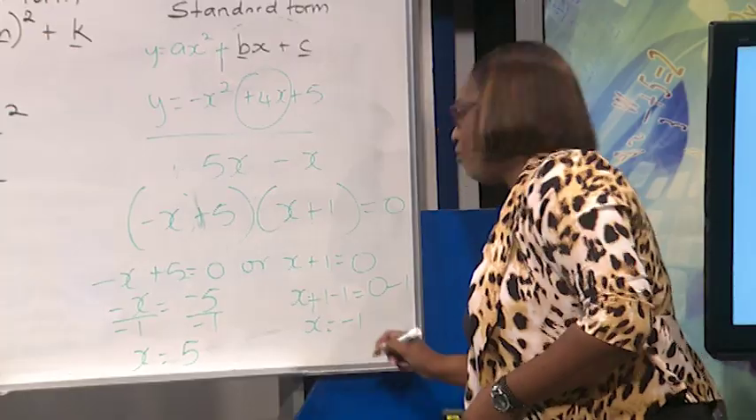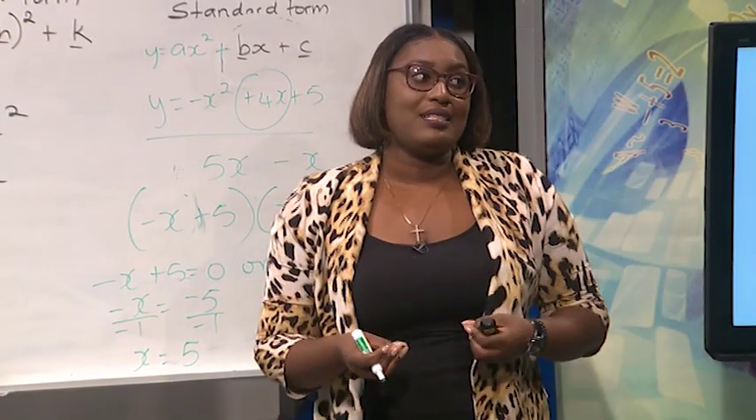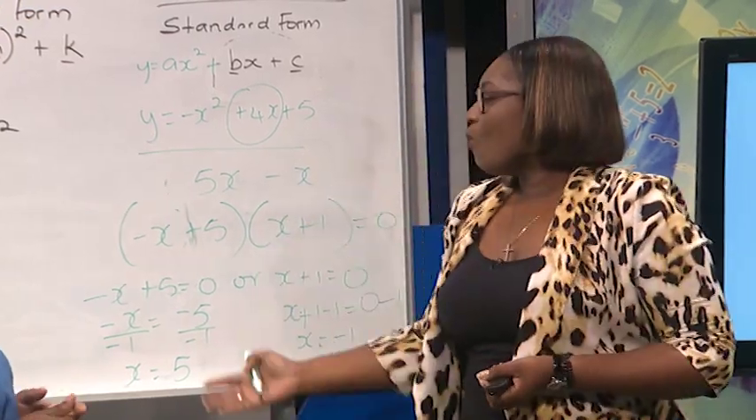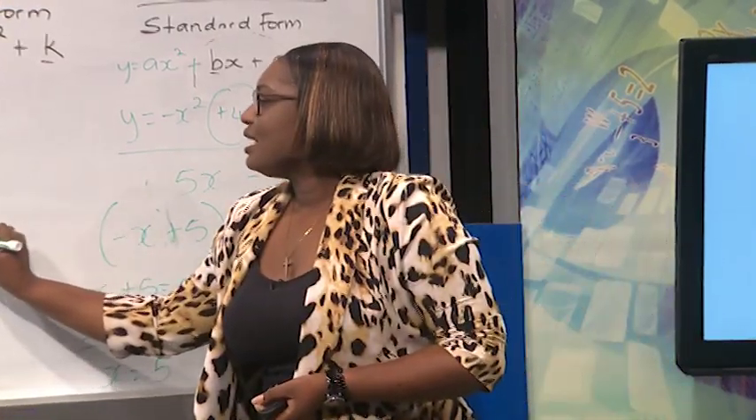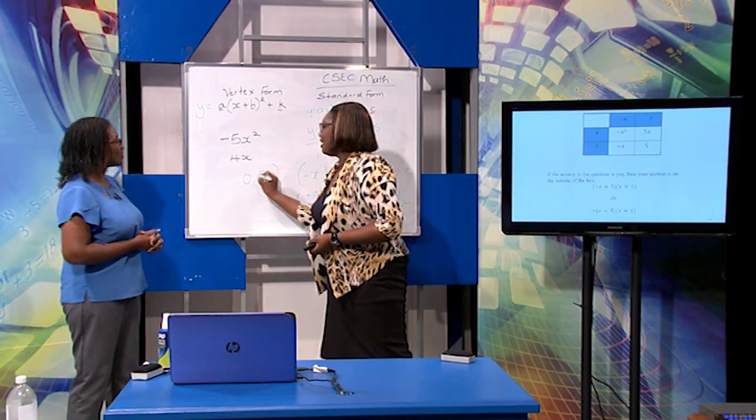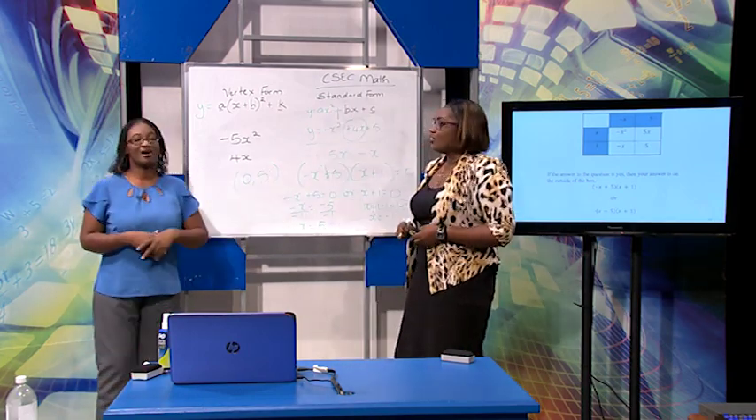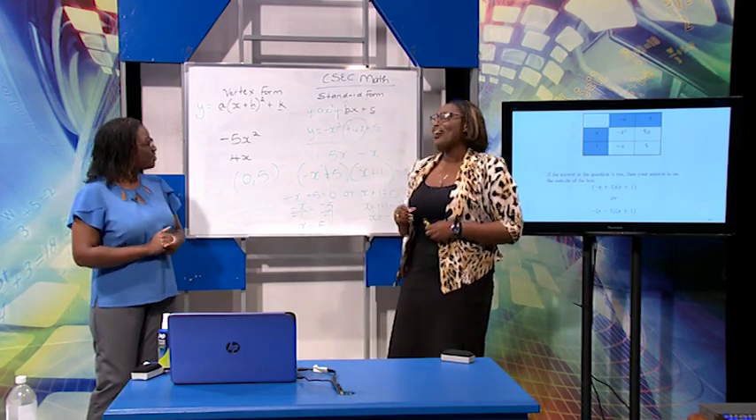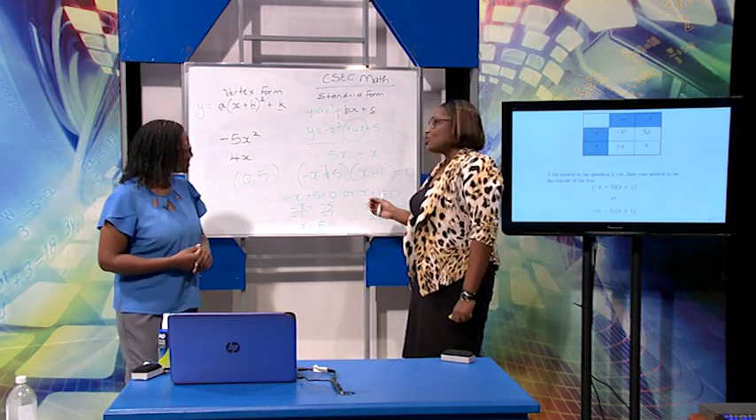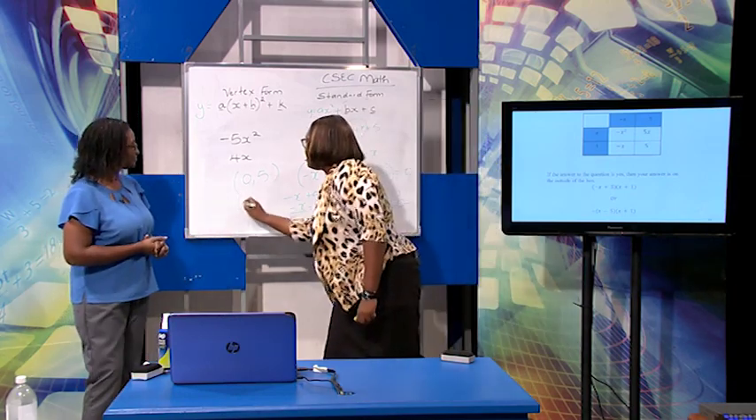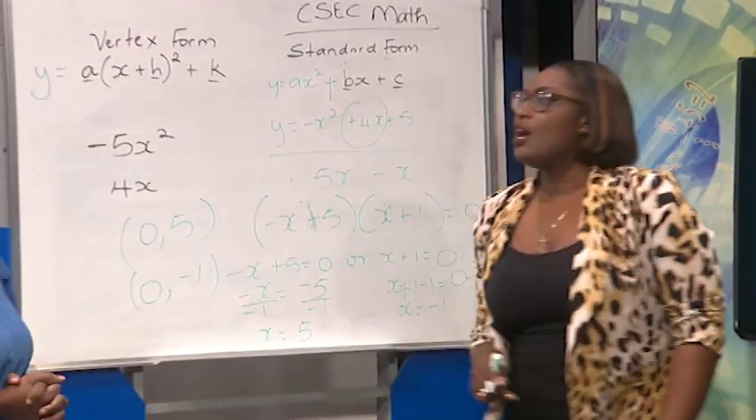negative 1. So what this simply means, as you could see from before, is that one of our intercepts was (5, 0), where the ball landed on the ground. The ball landed 5 feet or 5 meters away from Emmy. And our other solution would have been (negative 1, 0).